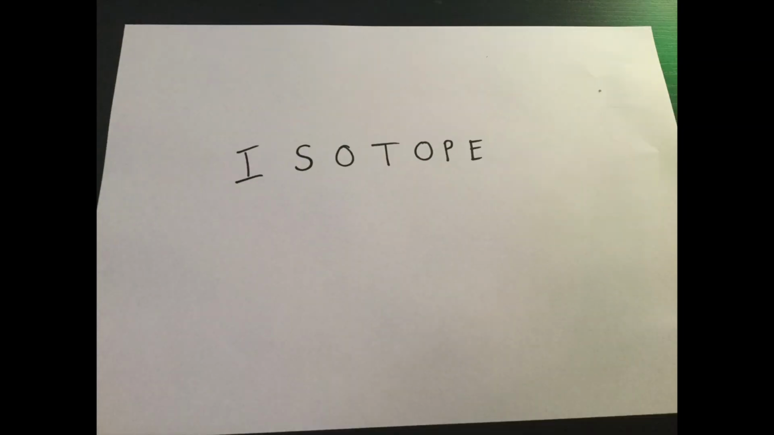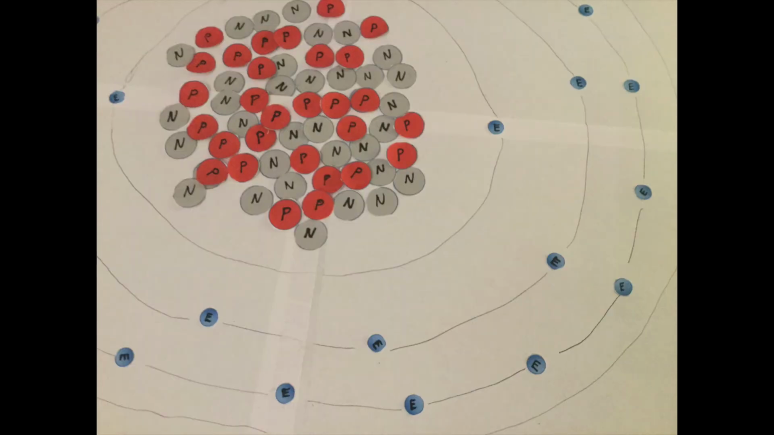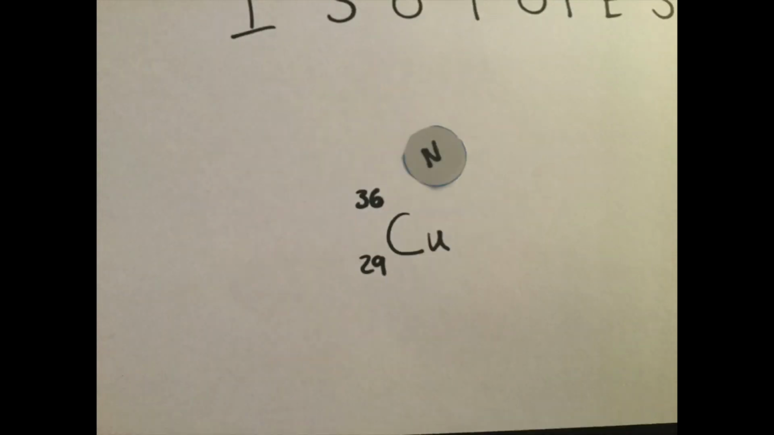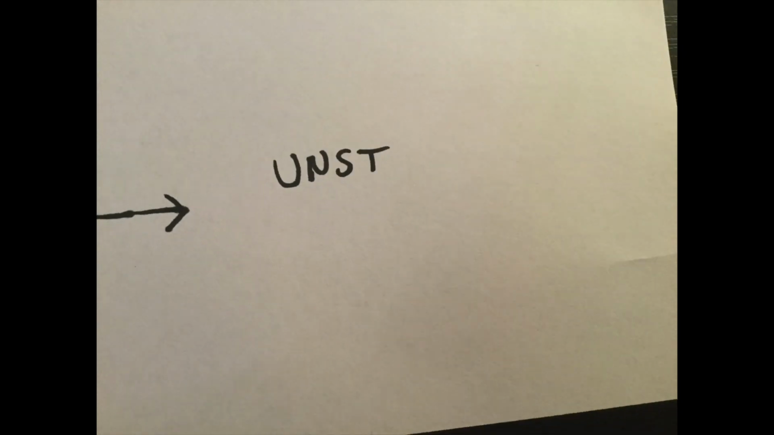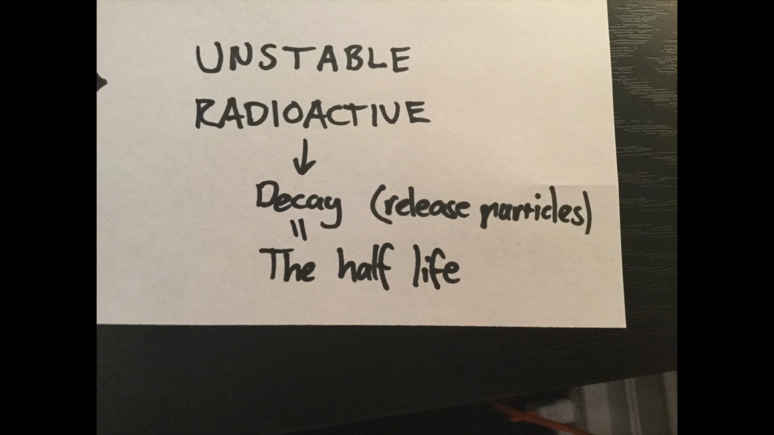Isotopes are formed when an atom has an irregular number of neutrons. So if this neutron joined our copper atom, we would then get an isotope of copper. So our atom would still have 29 protons, but it would have 36 neutrons. This form of copper could be unstable and radioactive. This could cause the release of particles or decay. The half-life is a measurement that measures how long an atom halves in mass because of this decay. Atoms have different half-lives ranging from hours to years.